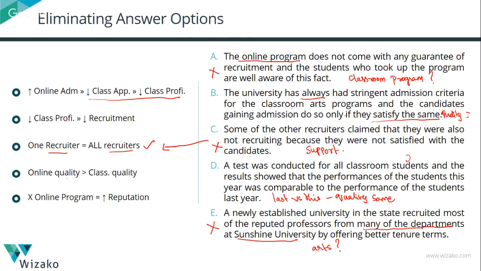So what if it has been over 2 years since the online program was introduced, and last year performance was also bad. The performance was not any better, but what if in both years their performance was bad? We do not know. And then it talks about all classroom students. So specifically art students, we do not know. We're not really bothered about all the other departments at the university.